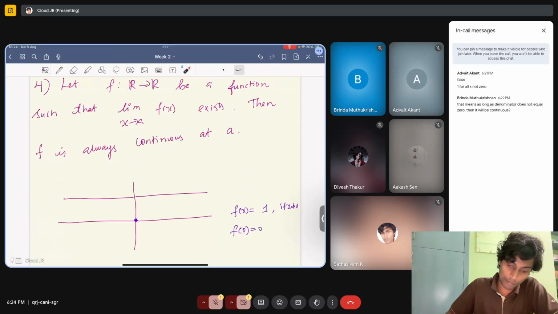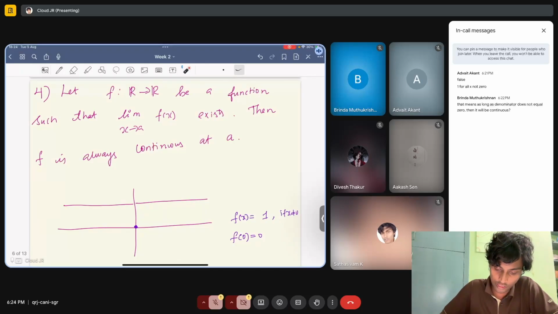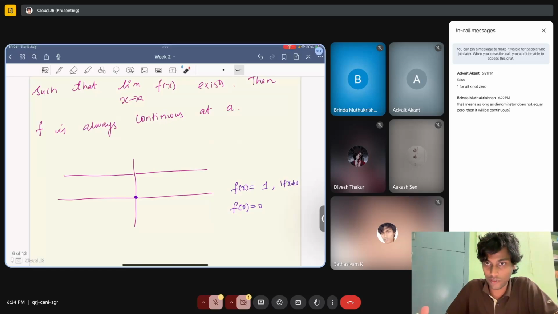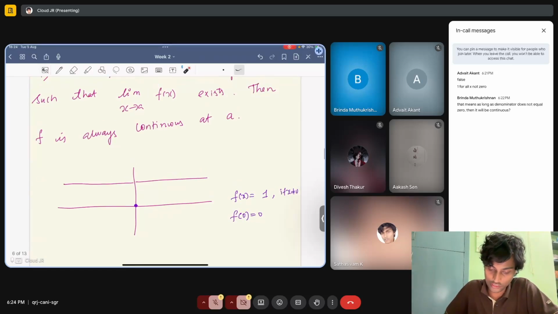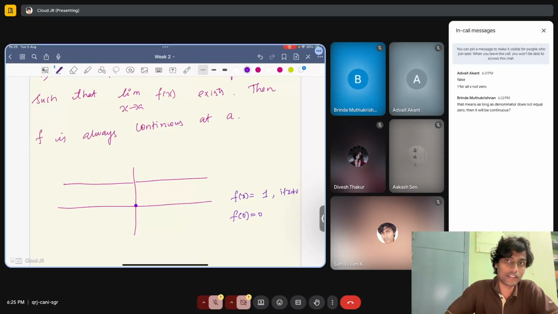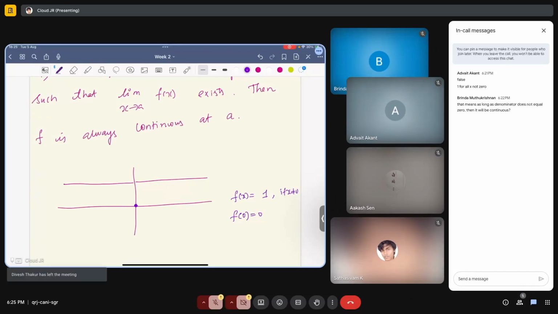Okay, so let's come back to this problem. Let me recall what we are doing here. We have functions such that the limit exists, but the question is whether it is always continuous. The expected answer is that it's not true. The example was given by one of the students. You take a constant function and except at one point you just change it. So this function has a limit, but it is not continuous.